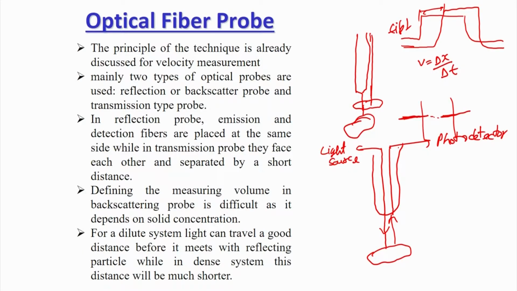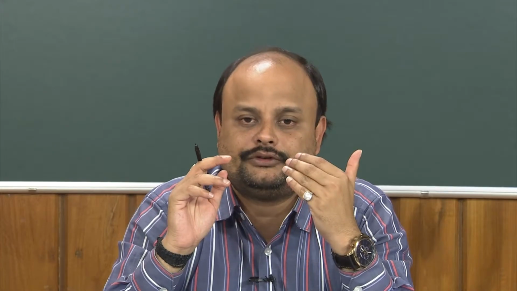In the reflection type, most commonly the back scattered type is used. Why? Because the good thing in the back scattered type is that there are no alignment issues. Both the probes are in the same casing and aligned, so even if the system is vibrating, and most multi-phase flow systems are vibrating in nature because of the violent nature of the bed, the alignment issue is not there. That is why back scattered or reflection based optical fiber probes are more popularly used compared to the transmission type.